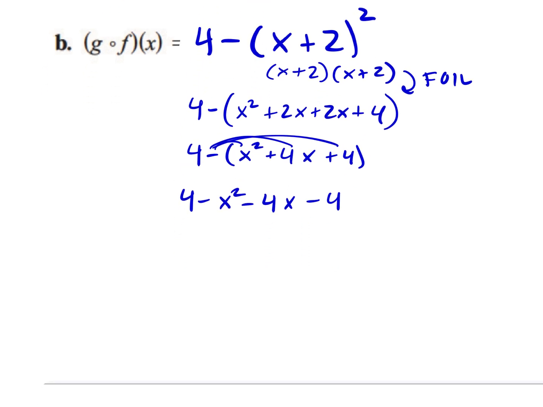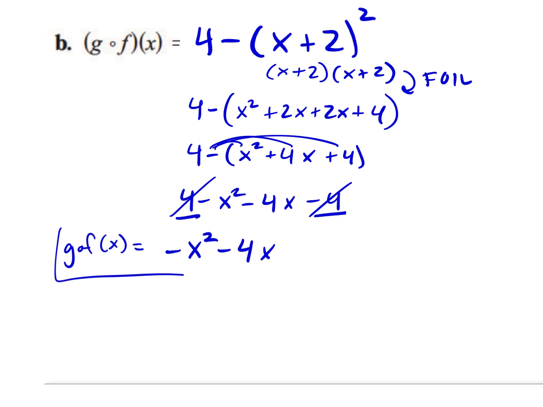And then let's put it into standard form. So negative x squared minus 4x. We have 4 minus 4, which ends up canceling out. 4 minus 4 is 0. So g of f of x is negative x squared minus 4x.